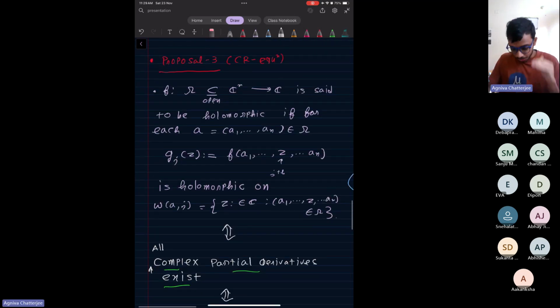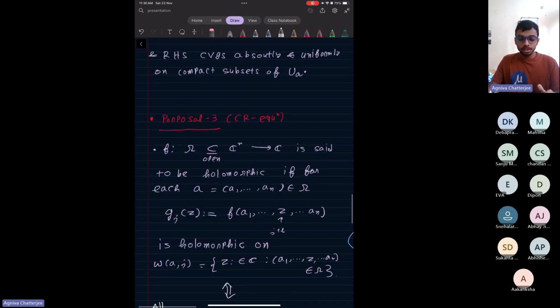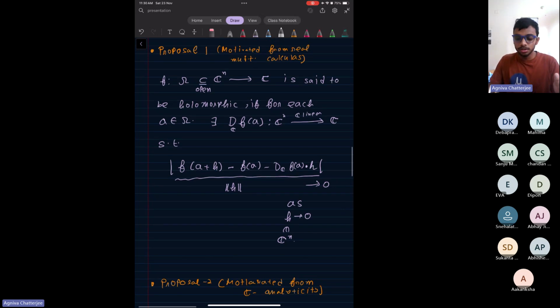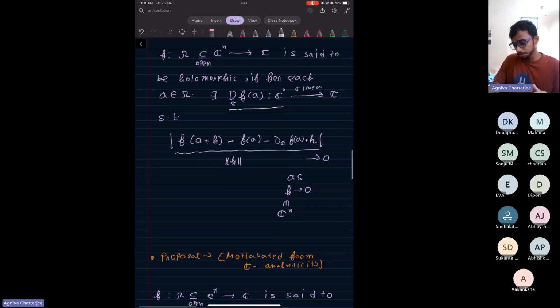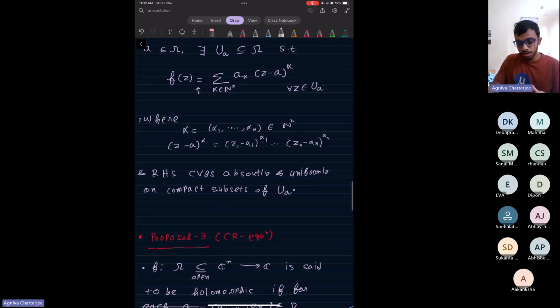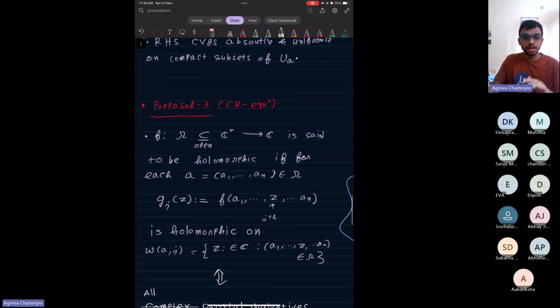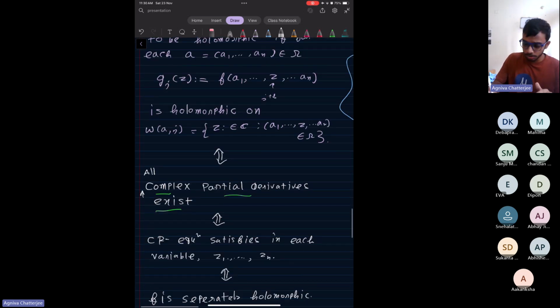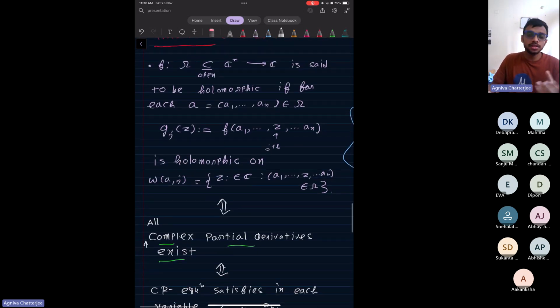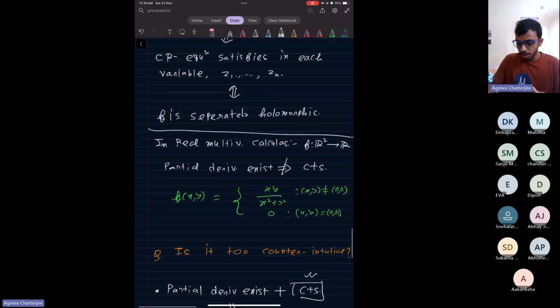So that's about the three definitions. Proposal 1 is just this quotient definition, which appears as a motivation from real multivariable calculus, where we introduce this C-linear map. Proposal 2 is all about power series, so it's just local power series representation, or C-analyticity. And proposal 3 is just satisfying the CR equation in each variable. This is probably the most powerful way of checking holomorphic functions, because you just need to check that certain partial derivatives satisfy certain conditions.